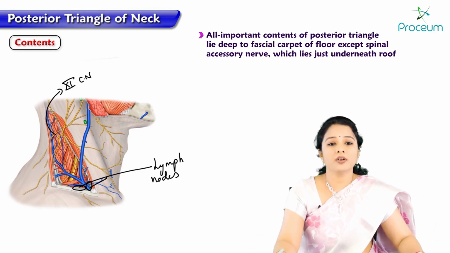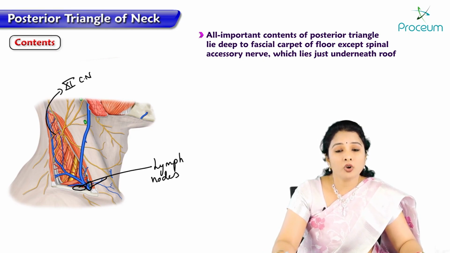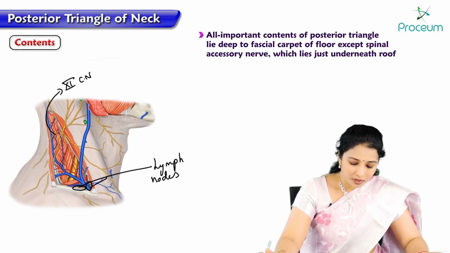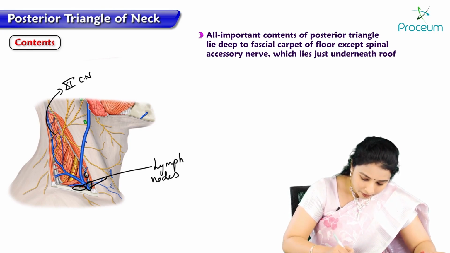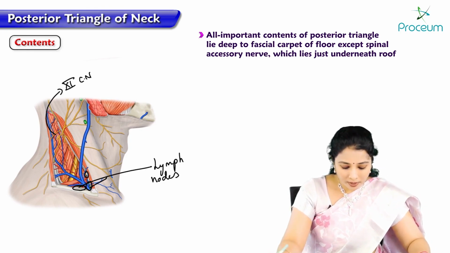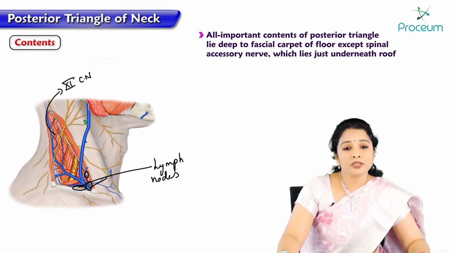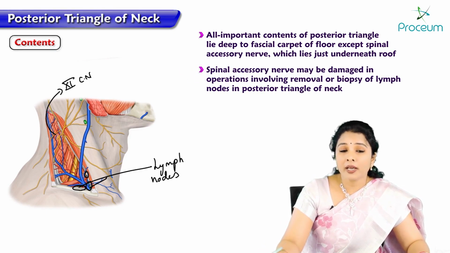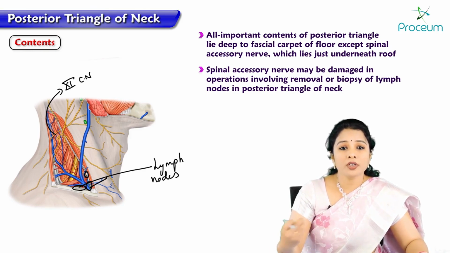So spinal accessory or 11th cranial nerve. The spinal accessory nerve may be damaged in operations involving removal or biopsy of lymph nodes. So we can see several lymph nodes along the sternocleidomastoid muscle. So we know spinal accessory nerve supplies sternocleidomastoid and trapezius as well. So the spinal accessory nerve may be damaged in operations involving the removal or biopsy of these lymph nodes in the posterior triangle of neck.